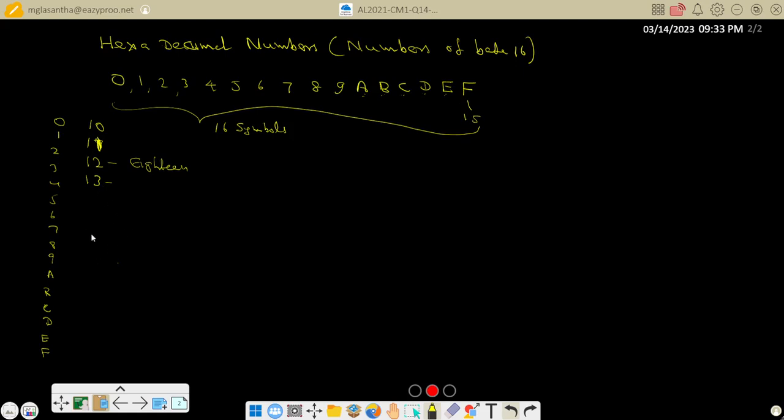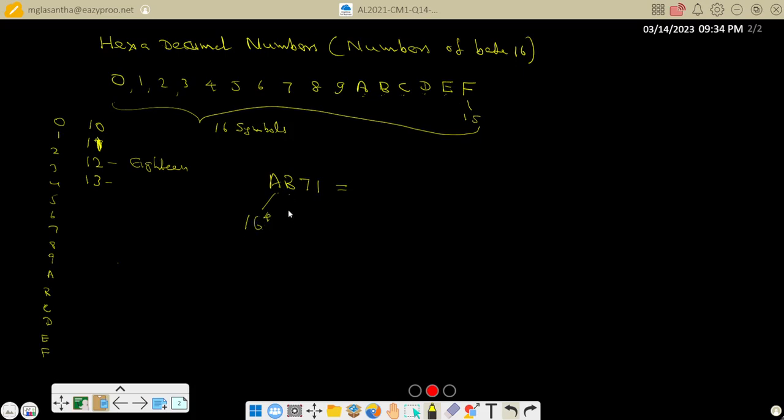So if you know that pattern, you can write down any number, right? But let's say this number. How do you expand this number? A, B, 7, 1. So this is a hexadecimal number. How do you expand it?